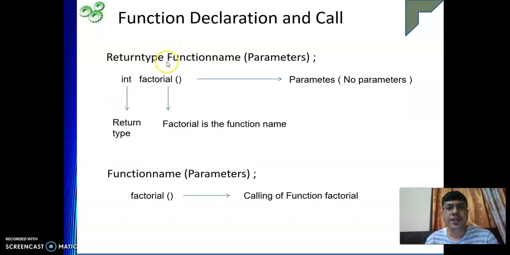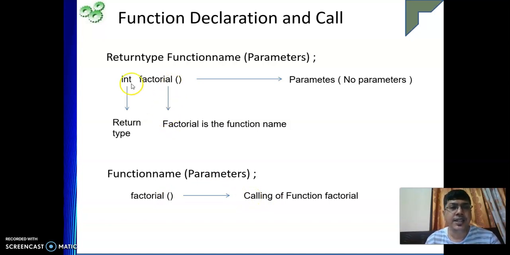We have a function name, a list of parameters and a return type, followed by a semicolon. If I write int factorial, factorial is the name of the function, and int is my return type. With open and close brackets and nothing inside, we say there is no parameter. And if I simply write the function name followed by brackets, then we call it calling the function factorial.